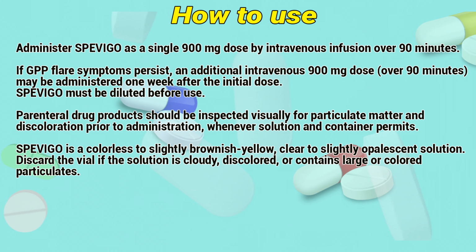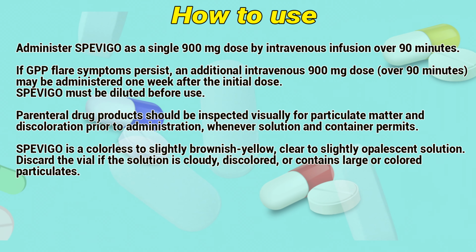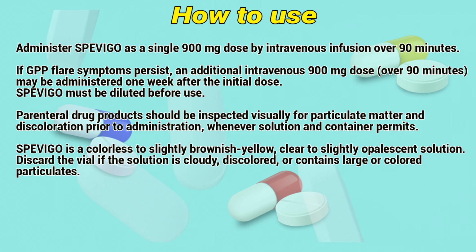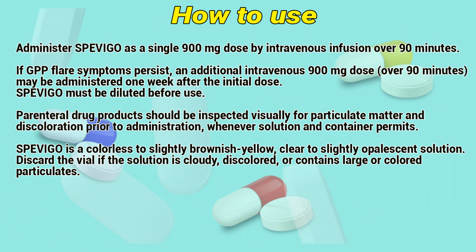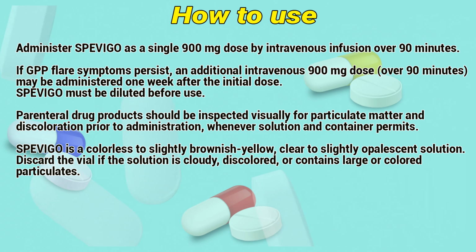How to use? Administer Spevigo as a single 900 mg dose by intravenous infusion over 90 minutes. If GPP flare symptoms persist, an additional intravenous 900 mg dose over 90 minutes may be administered 1 week after the initial dose. Spevigo must be diluted before use.